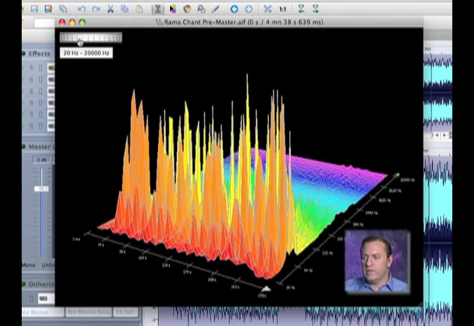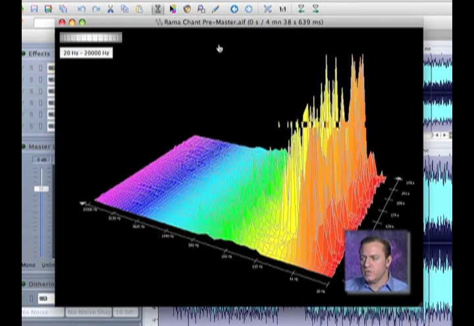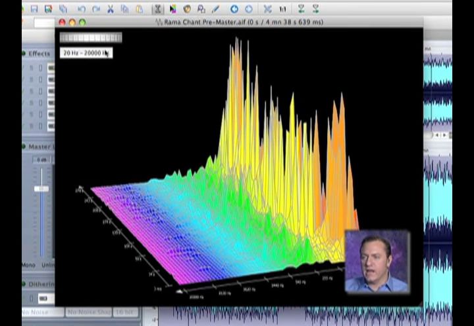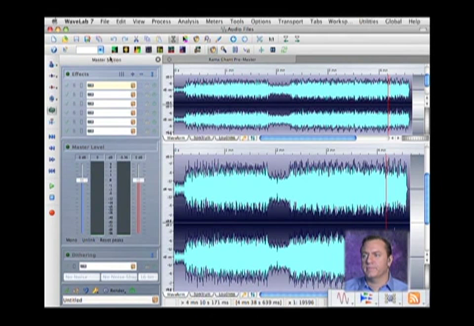Again, I would probably be using a reference track, or should be using a reference track, to compare the 3D analysis with my own track, that kind of thing.